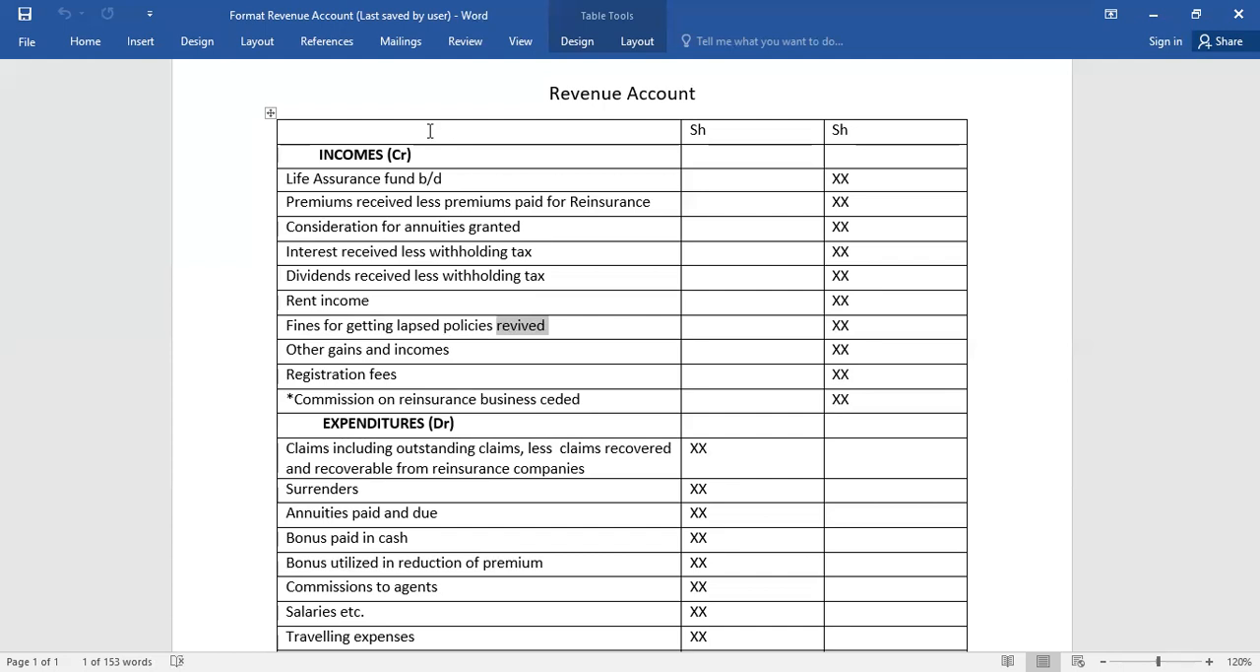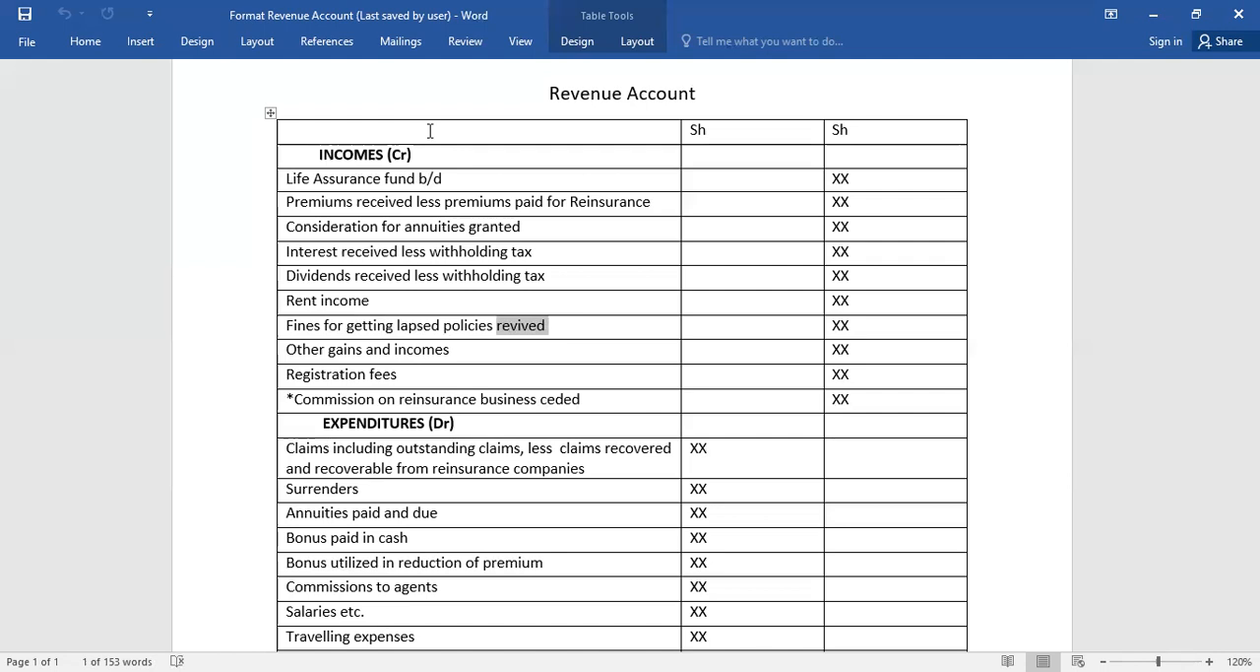Then you have bonus paid in cash. You say this is what is declared and paid immediately. So if the insured has a with-profit policy, he'll get the bonus from the corporation or the insurance company. If the bonus is paid immediately, then this is an expense that the insurance company has to write in the revenue account. Then we have the bonus utilized in reduction of premium.